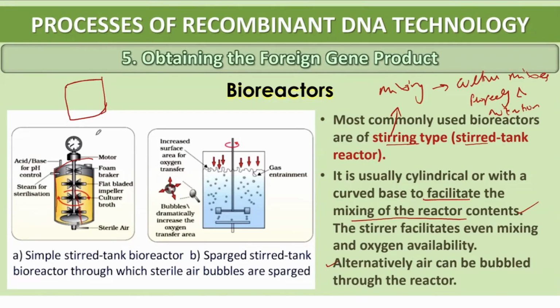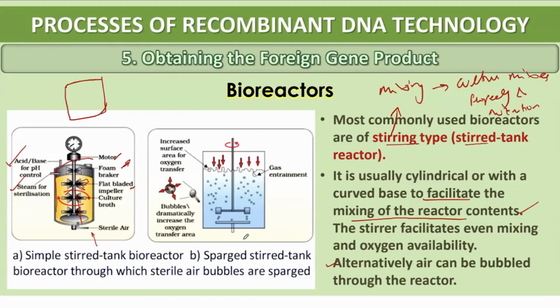So this one is a simple stir tank bioreactor that is cylindrical and made up of stainless steel, and everything we have already understood. Then there is the optimized growth of the living organism. We have this acid base for the pH control. Then we have steam for sterilization to remove all the contaminants. Then we have this motor to rotate this shaft. There is a stirrer, and then we have a foam breaker. Then we have impellers. Again, these blades are called impellers. Then we have the culture broth, and then there is this air, right? So this is the common stir tank reactor.